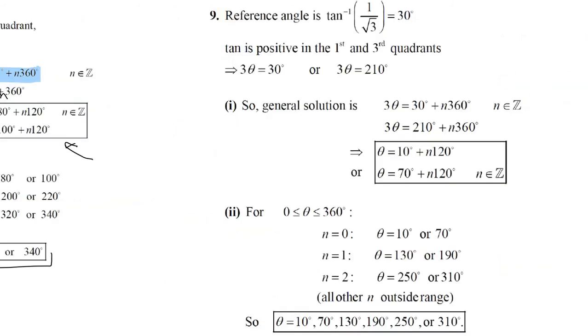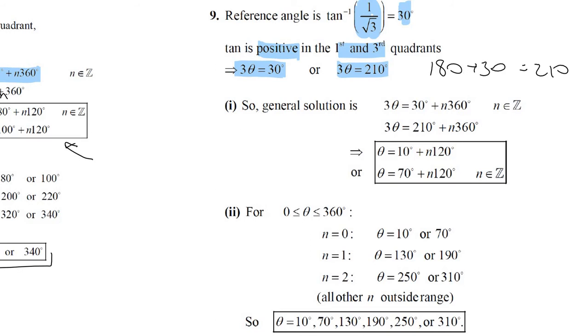Question 9 is pretty much the same. You've got a reference angle of tan of 3 theta is equal to 1 over root 3, and 1 over root 3 gives us 30 degrees as a reference. Tan is positive in the first and the third quadrant, so 3 theta is either equal to 30 degrees, or in the third quadrant, 3 theta is equal to 180 plus 30, which is 210.